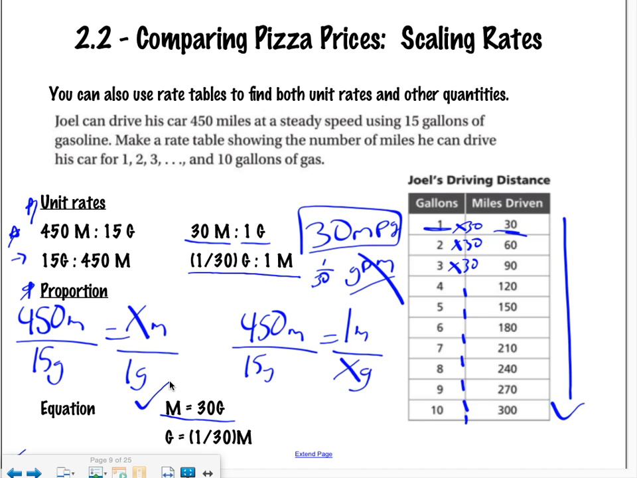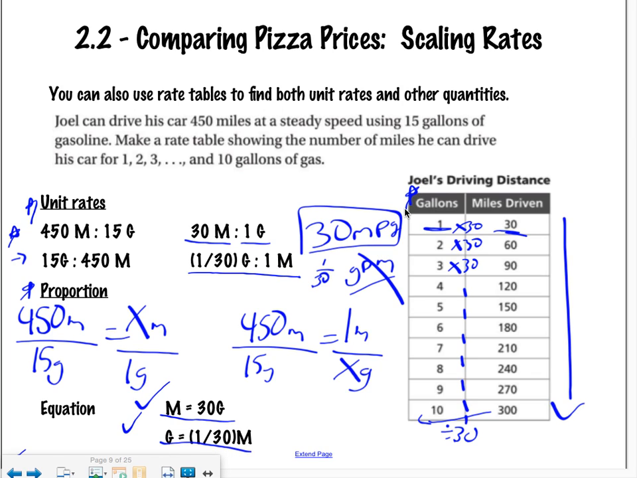If we wanted to go the other way, if we wanted to find an equation starting with G, well, we just see that all of these miles divided by 30 give you the corresponding gallons. Okay? So both of these are valid equations. You could pick them out of a rate table if you make one, or you can use the unit rate.